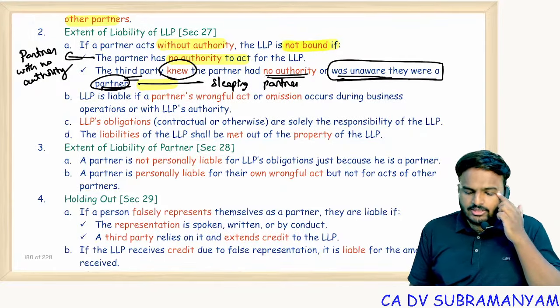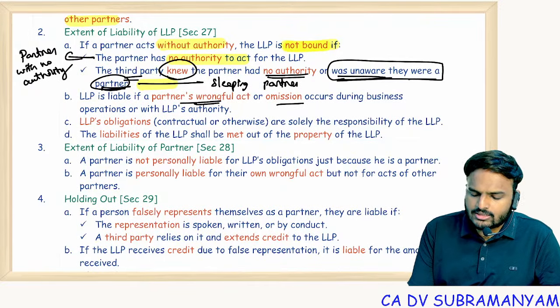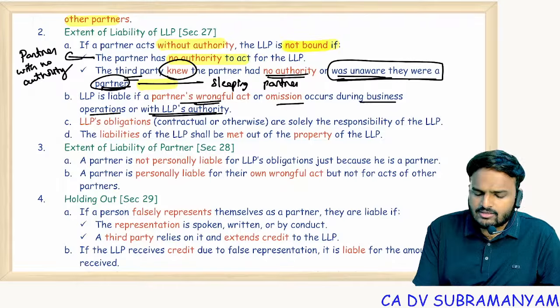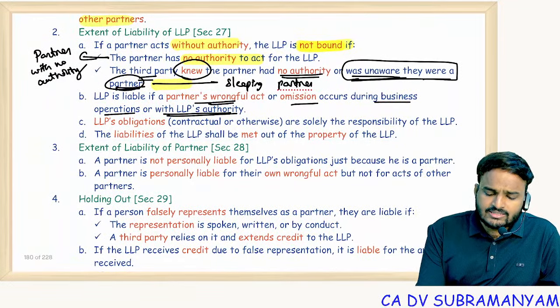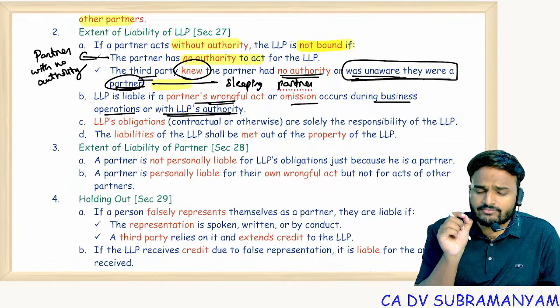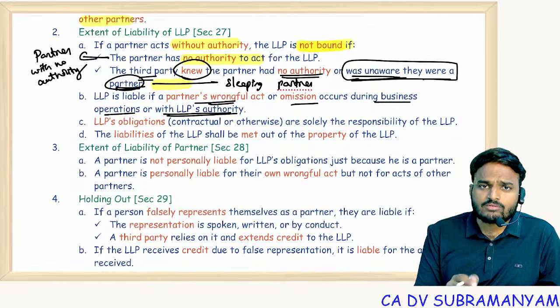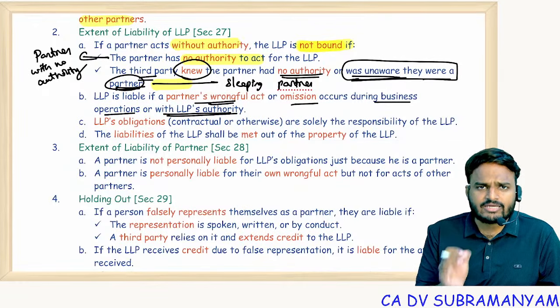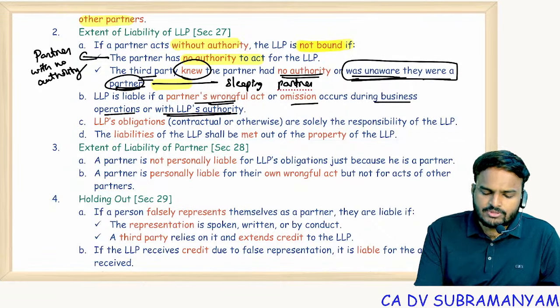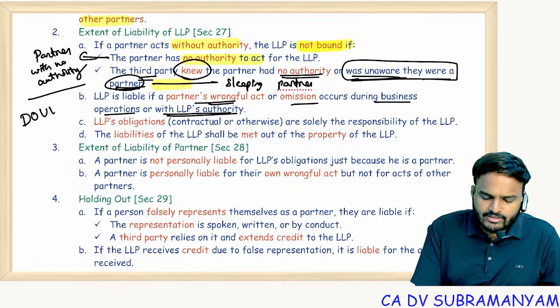LLP is liable if a partner's wrongful act or omission occurs during business operations or within the LLP's authority. For the act of an agent within the authority, even if he commits fraud, the principal is liable. If an agent acts beyond the authority of the principal, the principal is not liable. Simply remember the doctrine of ultra vires in the Companies Act, and the doctrine of indoor management in the Companies Act.